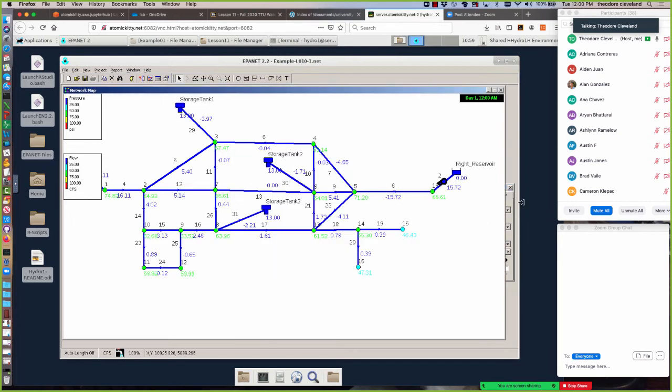I want you to keep your eyes on these various numerical values as we step through time. So by default, it starts time at midnight. So at 1 a.m., here are the conditions at 1 a.m. in the morning. At 2 a.m., you notice the pressures are not changing much, but the tank pressures are.